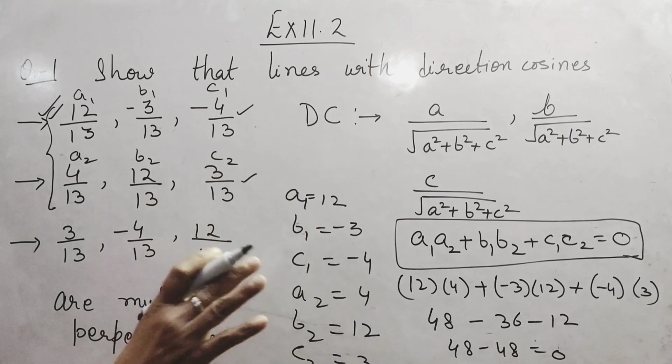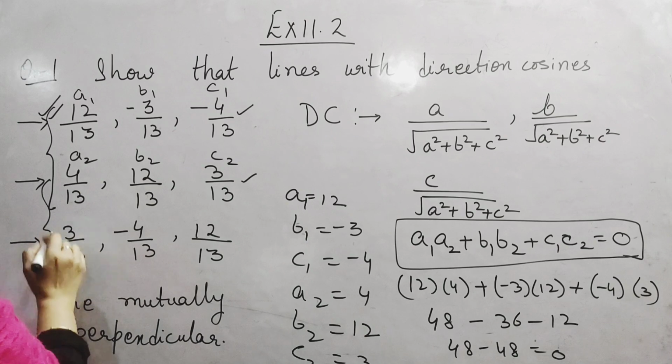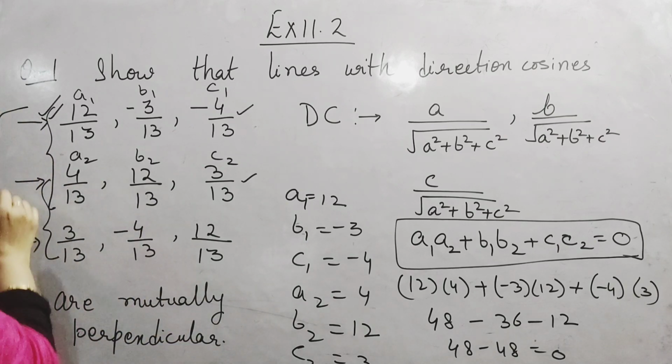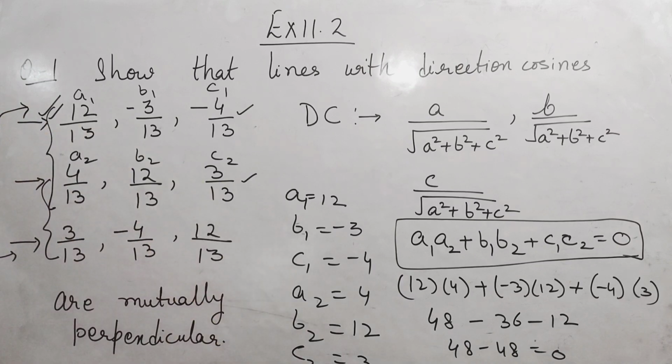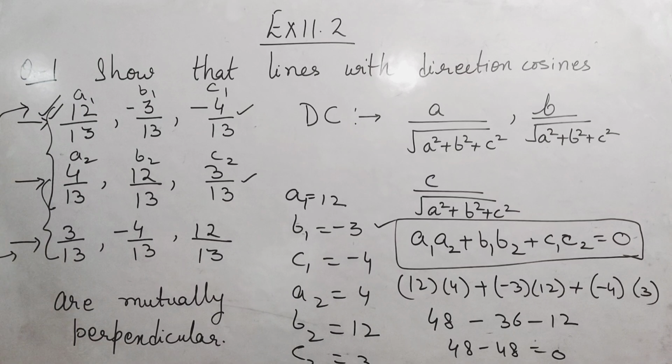Now in this question, you find out on your own. Take these two lines and find whether these are perpendicular to each other. After that, take these two lines and observe whether they are perpendicular to each other. That means using your formula a1 a2 plus b1 b2 plus c1 c2 is equal to 0. Now I am shifting to the next question of the exercise.